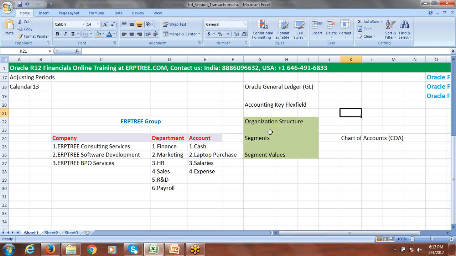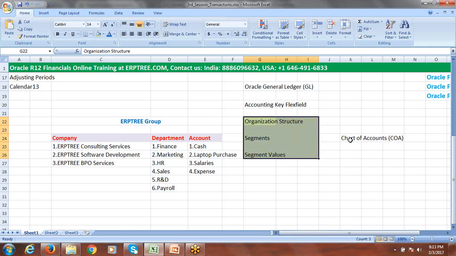So where can we create the chart of accounts? The chart of accounts we can create by using the accounting key flex field. Where do we have the accounting key flex field? In GL. It's very simple. We have the GL application. Within the GL application, we have the accounting key flex field. Within the accounting key flex field, you can create the chart of accounts. That's all.